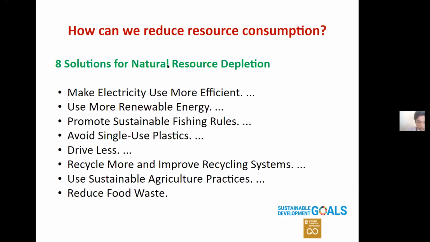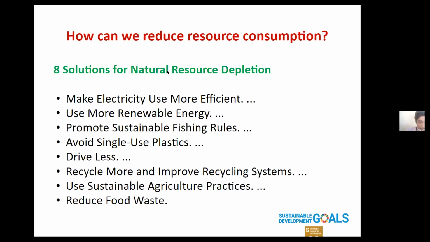Recycle more, and improve recycling systems. Use sustainable agriculture practices and reduce food waste.